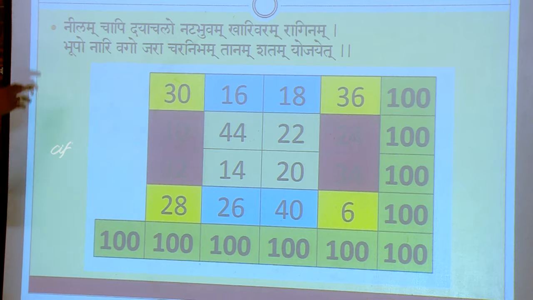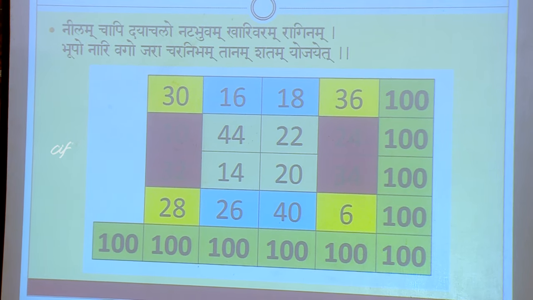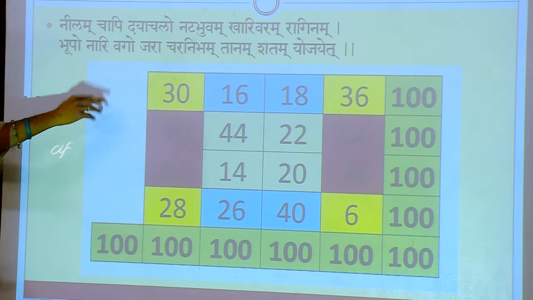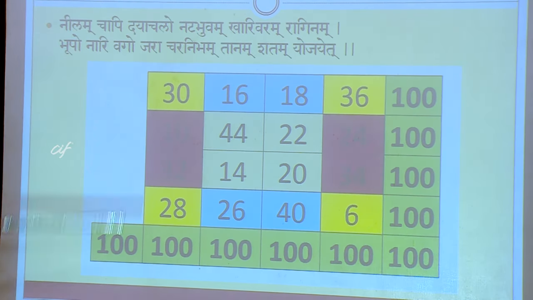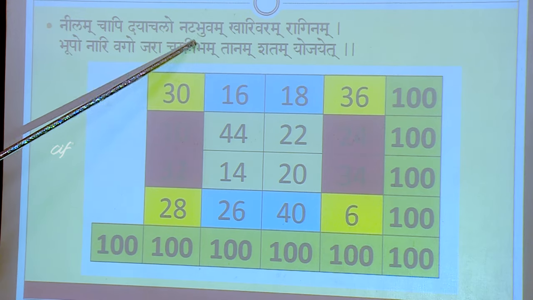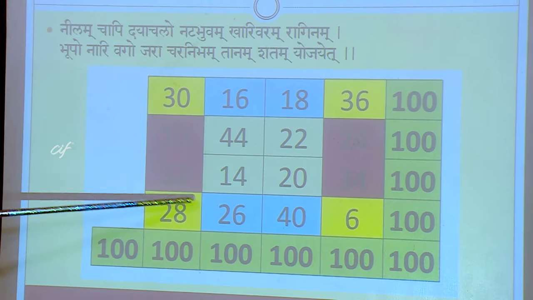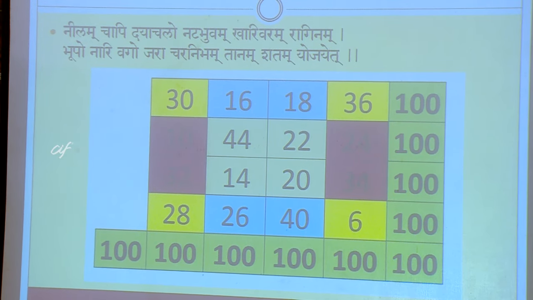So 30. Again, Chapi. Cha will be 6. And Pa, Kata, Pa, Pa will be 1. So 1, 6, reverse it. So like that, if you decode all these letters, then you will get these numbers, these arrangements, and if you arrange that, then you will get a magic square.